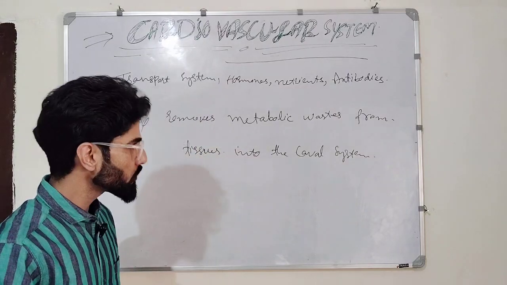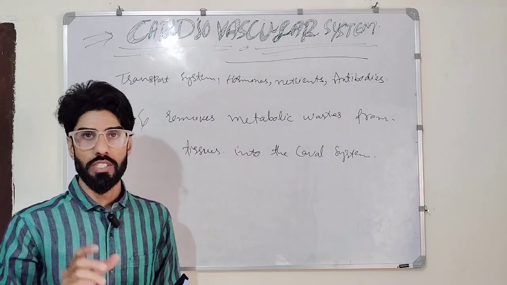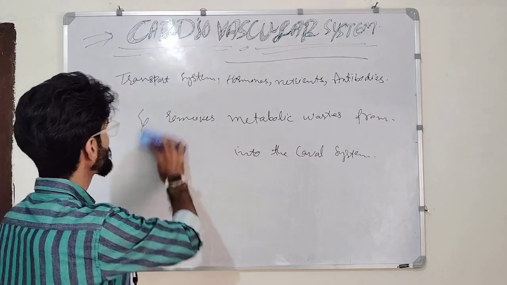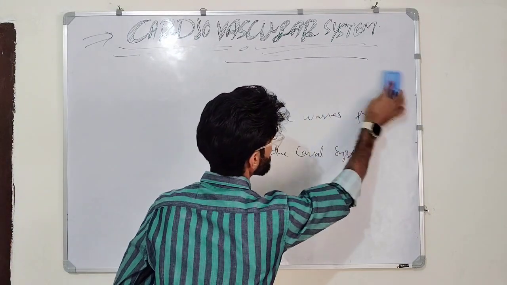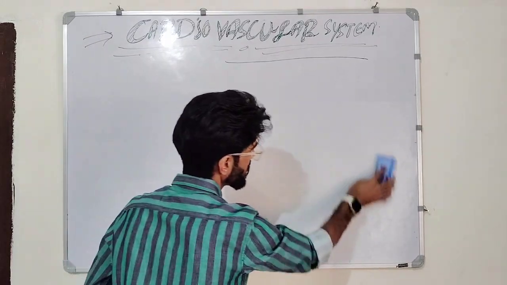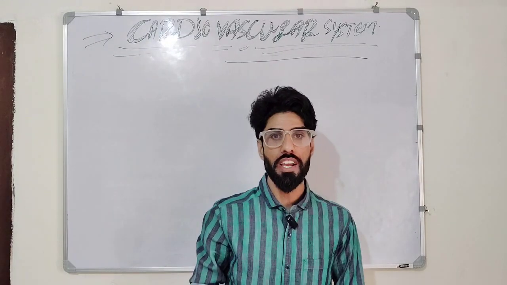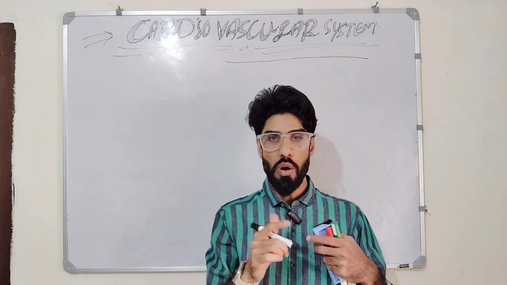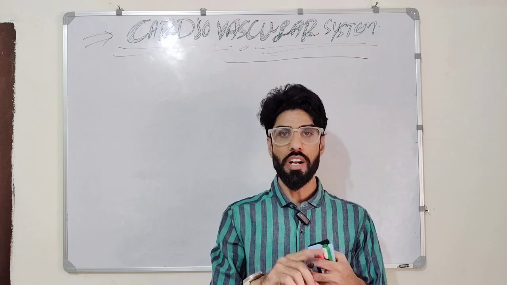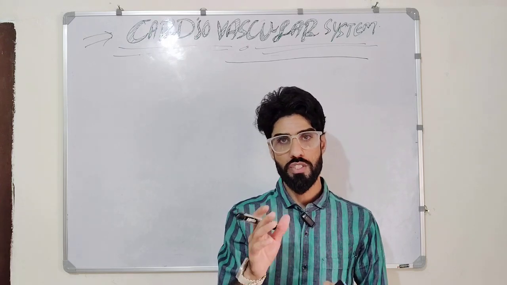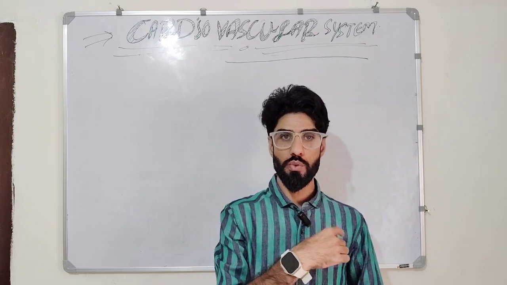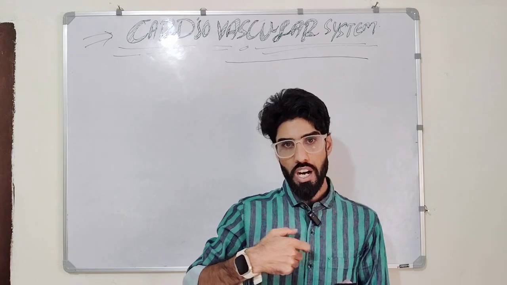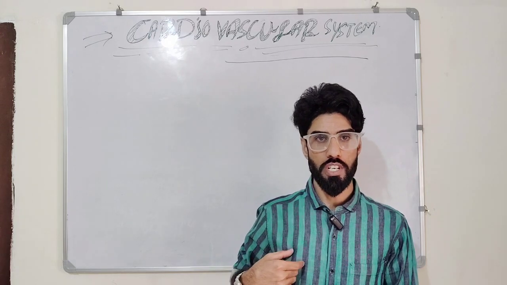First we'll discuss the normal position of the heart. Normally the heart lies in the thoracic cavity. The normal position of the heart is called levocardia. Levocardia means the apex of the heart is towards the left side of the sternum, and dextrocardia is when the heart is towards the right side of your sternum.